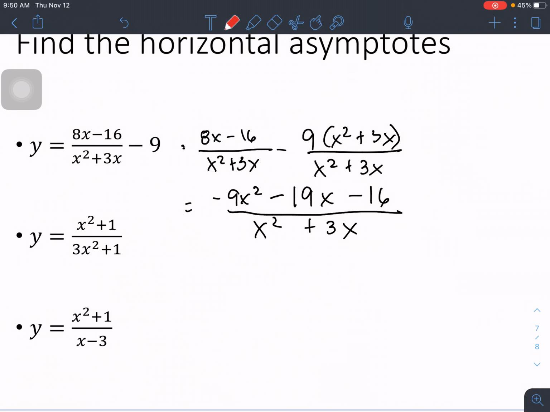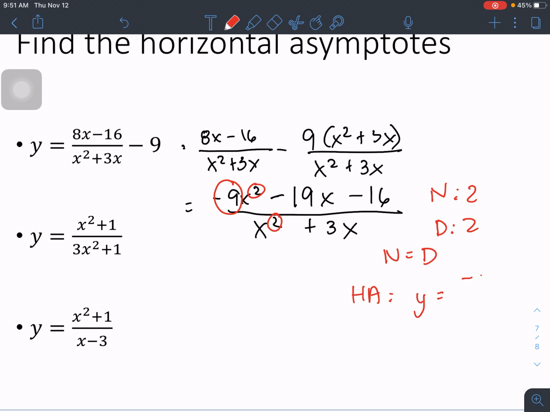We just need to identify the degree of the polynomial in the numerator and the denominator. The numerator is 2, and the denominator is also 2. So these are equal degrees, and we need to get the numerical coefficient. So this will be negative 9 divided by 1. Our horizontal asymptote will lie at negative 9.